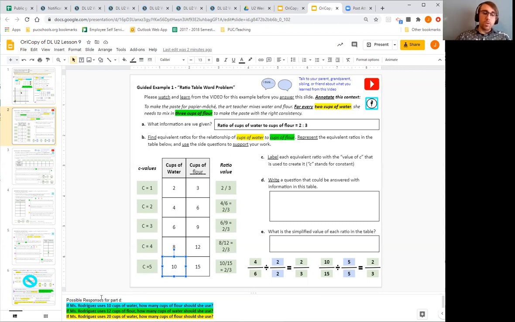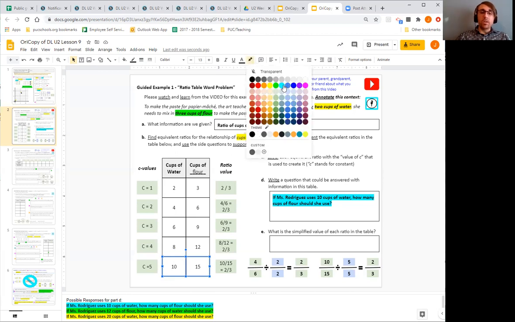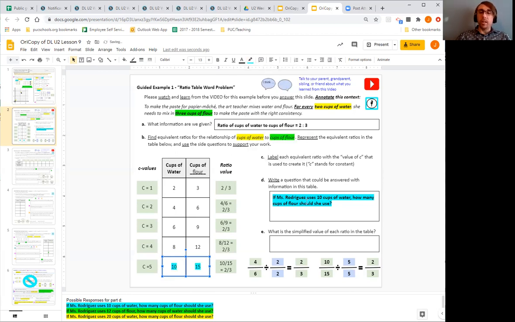And so these are 3 different possible questions. If you look in the teacher notes, there are 3 possible questions, and you can choose any of those 3, and you're going to copy it in here. So the first one is that if Ms. Rodriguez uses 10 cups of water, so that's right here, how many cups of flour should she use? And so someone looking at the table after they made it would be able to solve that. They'd be able to say, oh, well, that's in this ratio right here, the bottom one, and so that would help me to answer the question. And I'm going to go ahead and highlight these. You don't need to highlight them, but I'm just showing that these connect to that question.